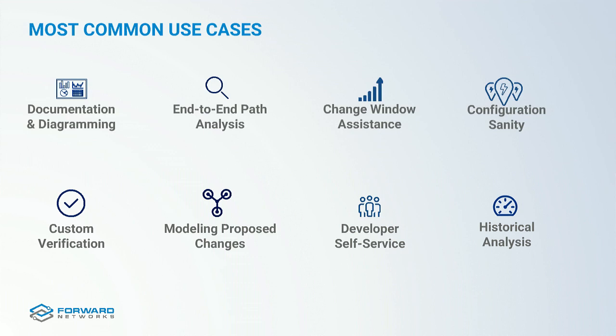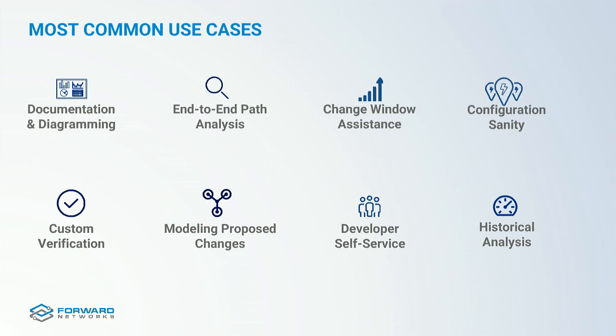Another use case is change window systems to make configuration changes quickly and correctly. Configuration sanity, which is to always ensure that the network-wide configuration is sane and correct. Custom verification, this is to ensure that critical application connectivity always exists, and critical security policy is always correctly implemented and enforced within the network. Another use case is modeling proposed changes, which is basically to try changes within a sandbox environment in the model in software before making them in the actual production network.